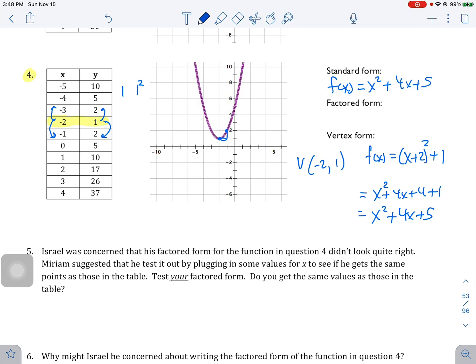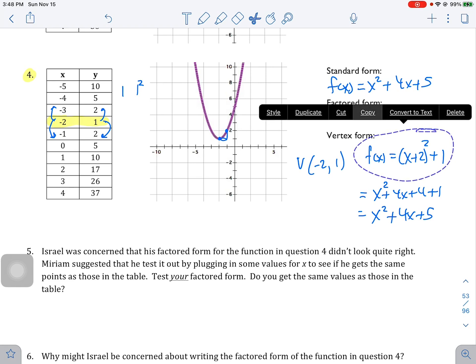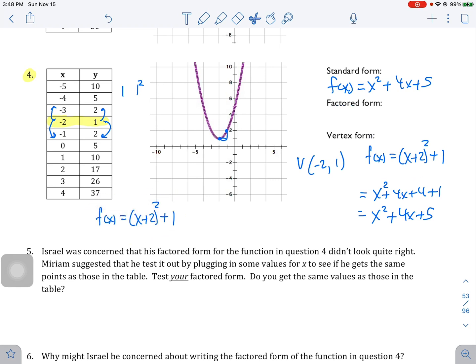Now my factored form, I'm trying to find the roots. And for that, I'm going to use my vertex form, and I'll show you one way you can do it using that. When I'm solving this, I'm setting this equal to 0 and seeing what values of x will make it 0. In this case, I can subtract 1 from both sides. So it's equal to -1. And then I can take the square root of both of these. So the square root of x plus 2 squared is equal to the square root of negative 1.